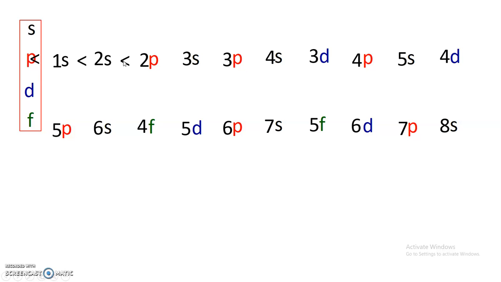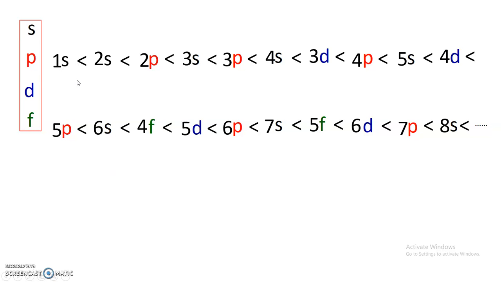So energy increases like this: 4s, 3d, 4p, like this, 5p. So here the 1s subshell has the lowest energy, whereas energy increases in this order: 1s, 2s, 2p, 3s, like that, and here the 8s subshell has the highest energy. Now we'll apply the above rules.